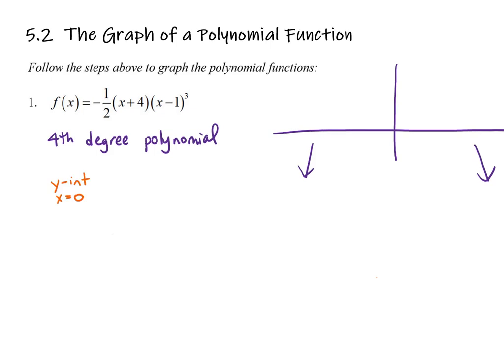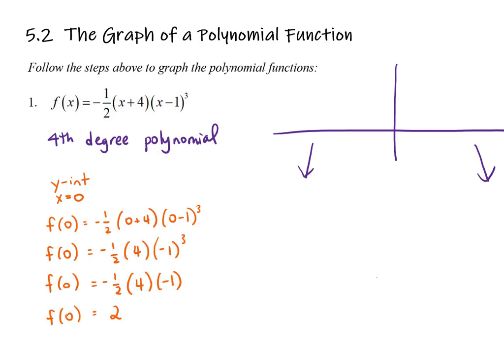Now for the y-intercept, we're going to replace x with 0. So I'm just going to write f of 0 is equal to -1/2 times (0 plus 4) times (0 minus 1) cubed. After we plug it in and simplify, we get the value of 2. So I know that my point is (0, 2). I'm going to put that over here on the graph.